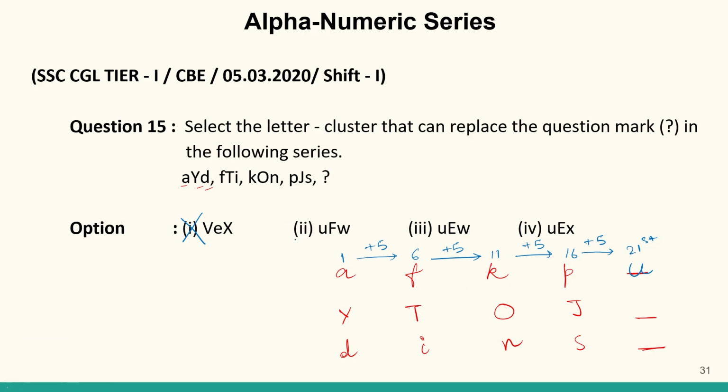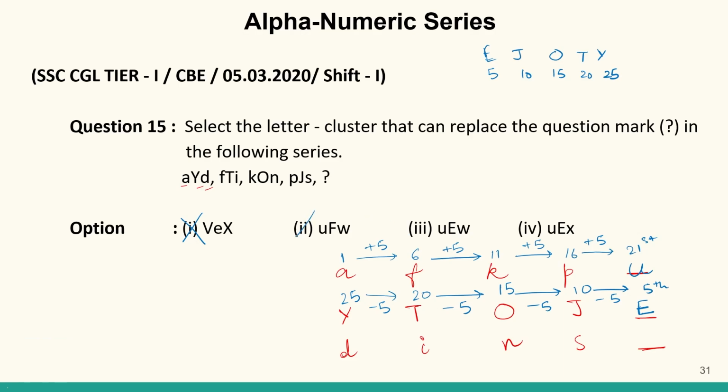Okay. For the next, Y is positioned at 25th. T is positioned at 20. So if you remember EJOTY, it is very easy. I just keep repeating it so that you guys can remember it clearly. Okay. O is 15. J is 10. So again, we are going -5 positions, -5 positions, -5 positions. So we'll go -5 positions. That will give us the 5th position, and that is E. So again, I can eliminate option number 2.